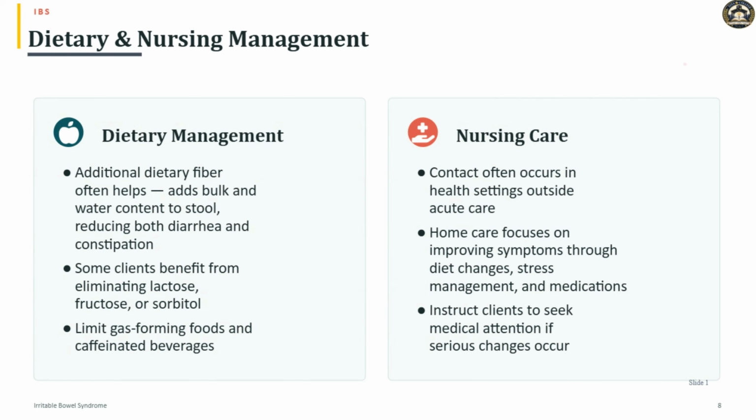For IBS management, both dietary strategies and nursing care are crucial. Under dietary management, additional dietary fiber often helps by adding bulk and water content to stool, thereby reducing both diarrhea and constipation. Some clients find relief by eliminating lactose, fructose, or sorbitol, and it's generally advised to limit gas-forming foods and caffeinated beverages. For nursing care, patient contact often occurs in health settings beyond acute care.